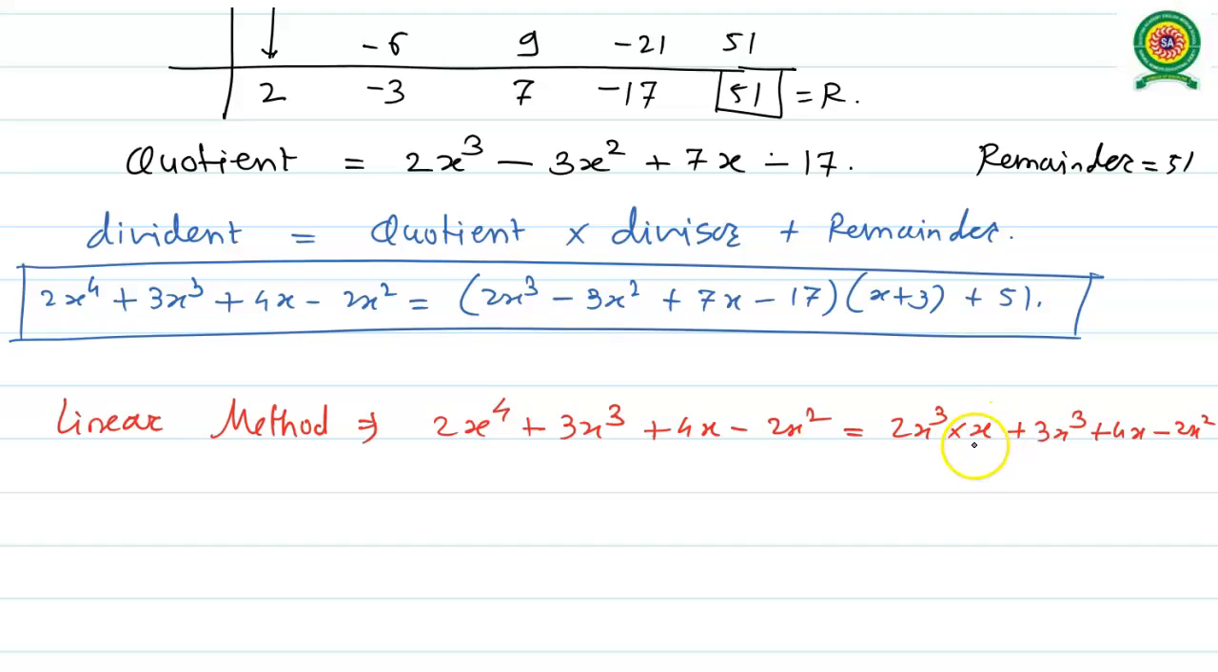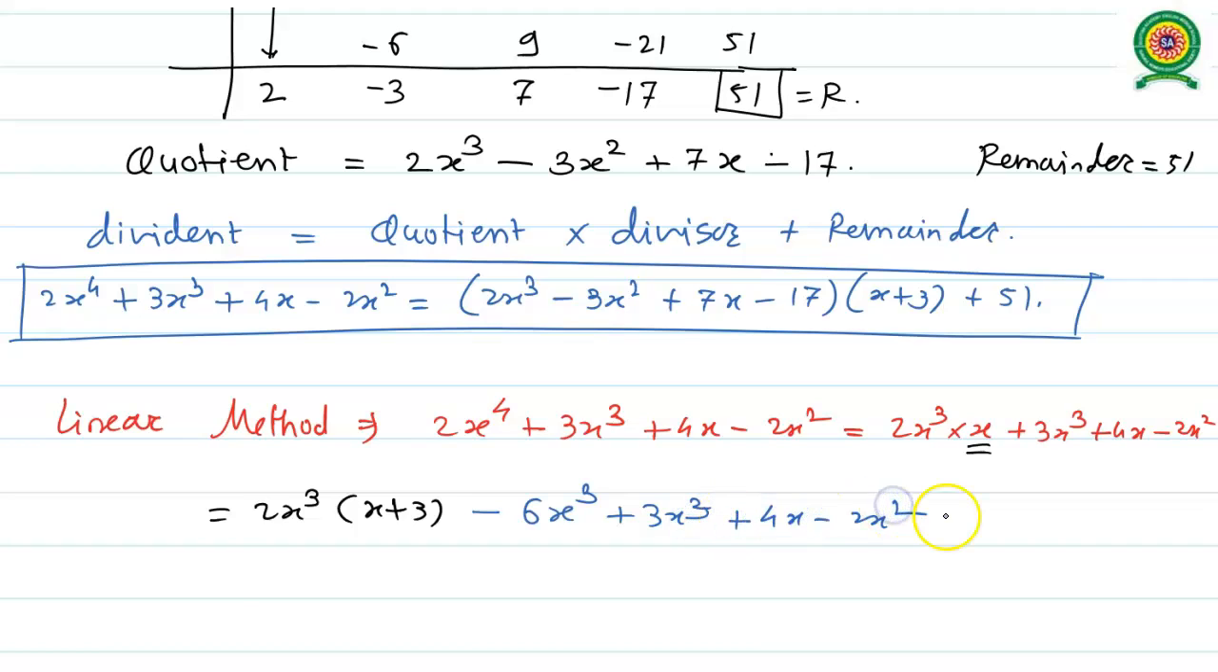Now we can replace this x by our divisor polynomial, that is x plus 3, so that we have 2 times x cube into x plus 3. We distribute 2 times x cube over the bracket, getting 2 times x raised to 4 plus 2 times 3, which is 6, so 6 times x cube. To cancel out the 6 times x cube we write minus 6x cube plus 3x cube plus 4x minus 2x square as it is.